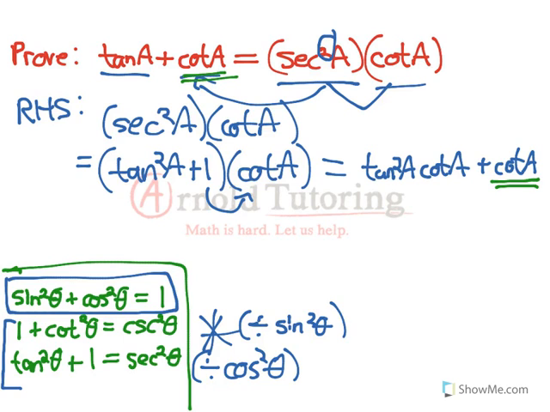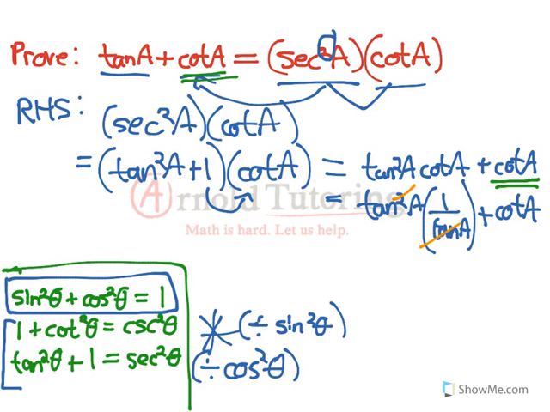What's tan squared A times cotangent A? Well, cotangent is just 1 over tan. So we've got tan squared A times 1 over tan A plus cotangent A. Great. Now we've got a squared one on top. Get rid of one of those, get rid of the bottom, and we're left with tan A plus cotangent A, which equals the left-hand side.